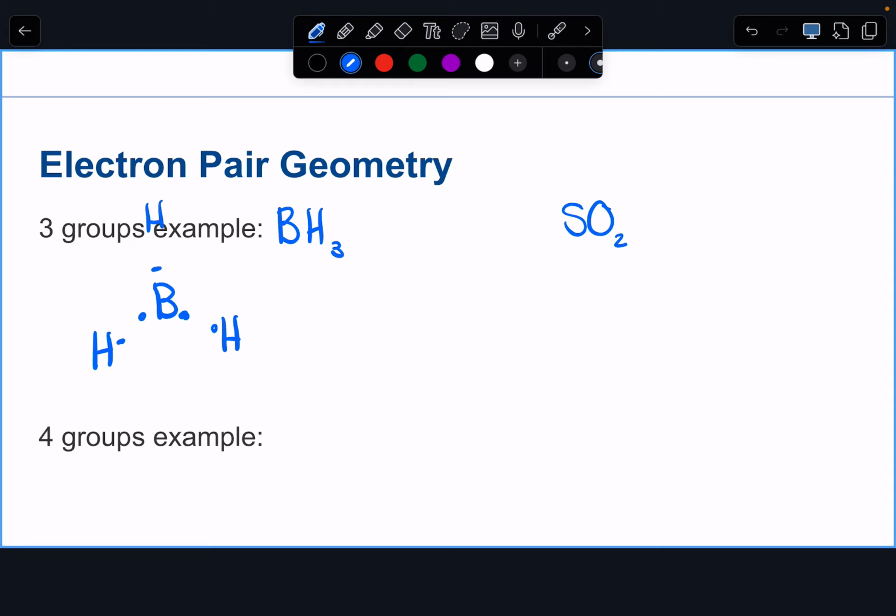So hopefully you remember from our list of octet rules that boron is one of those that underfills. And that's why it's okay that we just pair up those individual 3 electrons with the hydrogens. There literally is no other way you could draw that anyway.